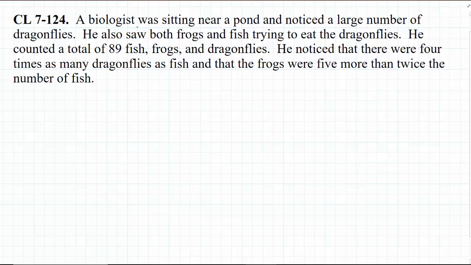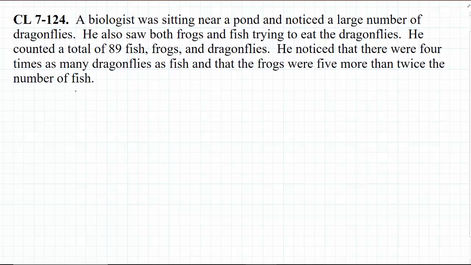CL7-124. So we have a biologist who is sitting near a pond and noticed a large number of dragonflies. He also saw both frogs and fish trying to eat the dragonflies. He counted a total of 89 fish, frogs, and dragonflies. He noticed that there were 4 times as many dragonflies as fish, and that the frogs were 5 more than twice the number of fish.